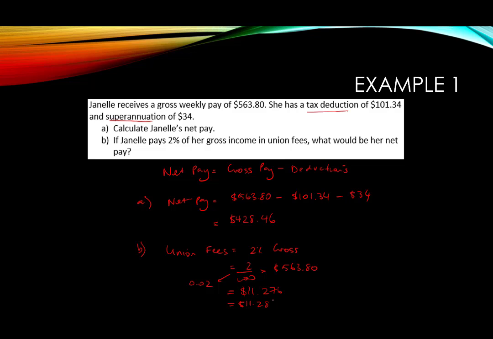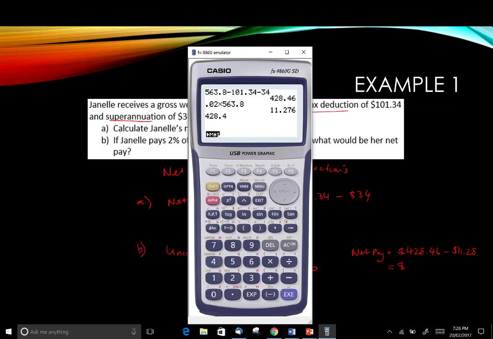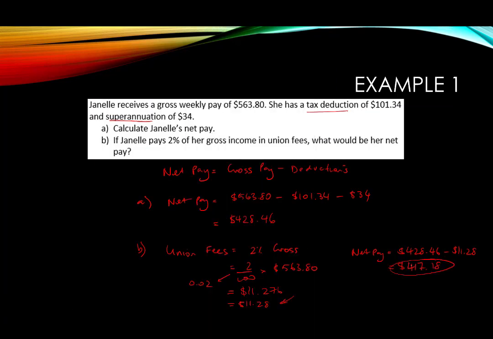Okay, so now her new net pay has to take into account this extra bit here that we're taking off as well. So net pay, well, we can just take the old one, minus $11.28. There's my final answer. Right. So again, just want to set it out. All the numbers mean something, so let me know that's what the case is, and it should be fairly straightforward.